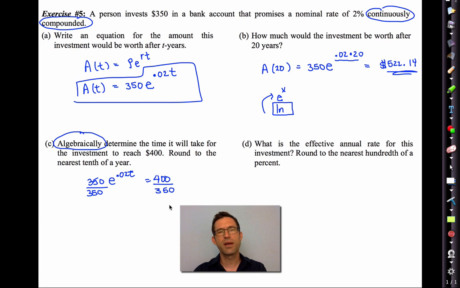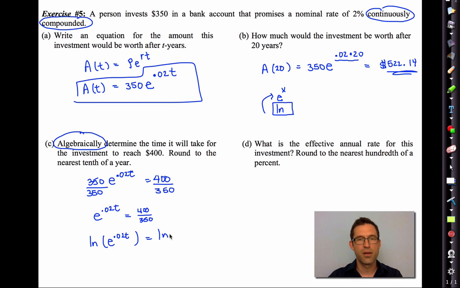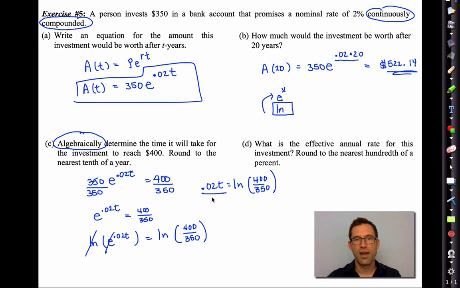That may turn out to be a nice decimal. It may not. It's like 8/7. It's not the prettiest thing. I'm just going to leave it like this. e to the 0.02t is equal to 400 divided by 350. Now, you could use either the log base 10 or the natural log. I'm going to use the natural log, and we'll again talk about why that is in a moment. The natural log and e cancel. So I end up with 0.02t equals the natural log of 400 divided by 350, and then of course I can just divide both sides by 0.02, and that gives me 6.7 years.